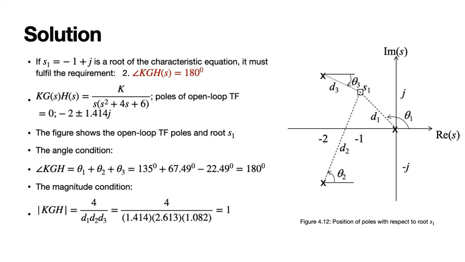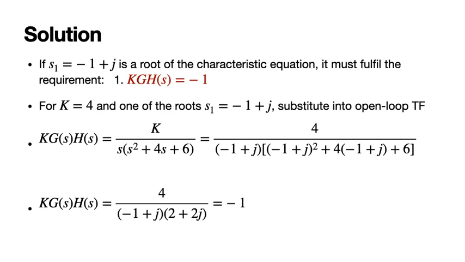The second one is the magnitude condition, which is that the magnitude of KGH should be 1. How do we measure the magnitude of KGH? It will be the distance from the poles to the root. So these are D1, D2, and D3. By putting all these values into this equation, we get the value of 1. Therefore, the two requirements are satisfied.